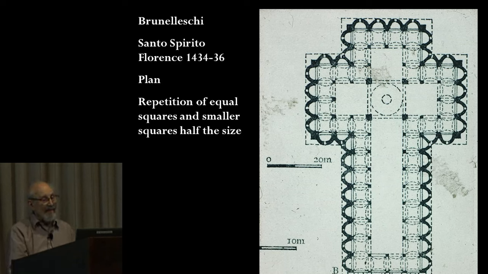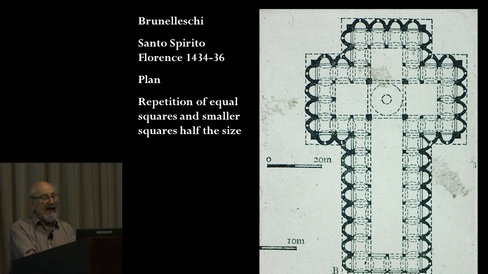His other church of a similar kind is the Church of Santo Spirito. If we look at the plan, we can see around the crossing of the nave and the transepts a central space with a circle in it. That's where a dome was built.